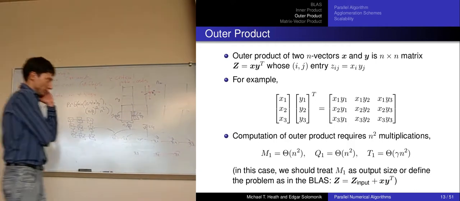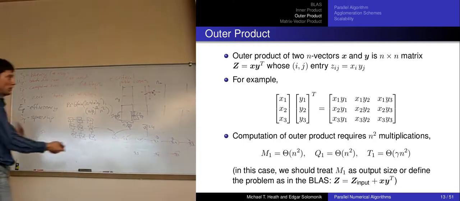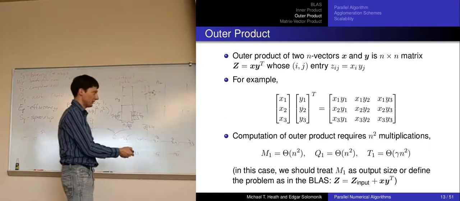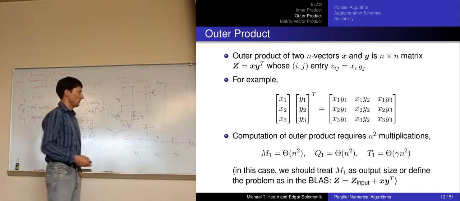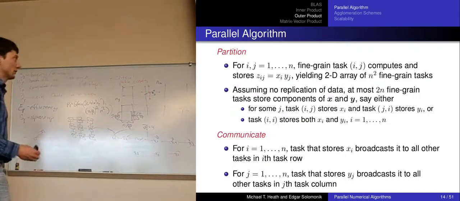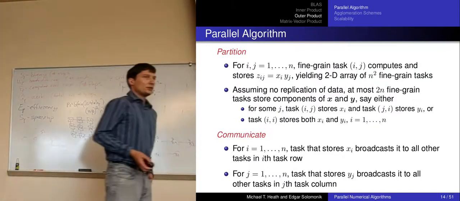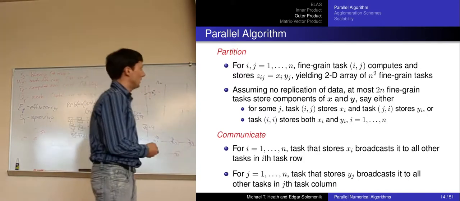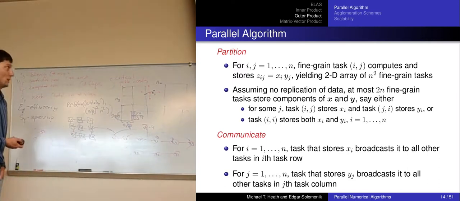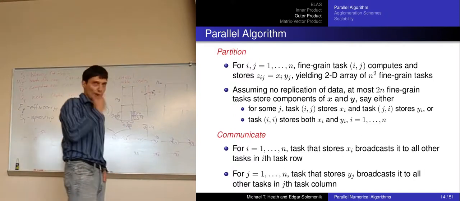There is an analog of it that is extremely important. Usually we have n-squared multiplications, and we'll treat our input size as the output size, or we can redefine the problem the BLAS way. You really want to think of M1 as the memory usage of data, so the input size should not be taken too literally. So we partition in a natural way by assigning fine-grained tasks to each one of the scalar multiplications. Then each fine-grained task needs one of these x's and one of these y's.